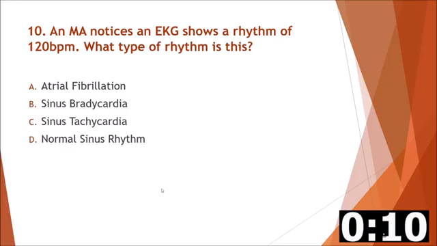And you may notice an EKG shows a rhythm of 120 beats per minute. What type of rhythm is this? A, atrial fibrillation, B, sinus bradycardia, C, sinus tachycardia, D, normal sinus rhythm. 10 seconds.